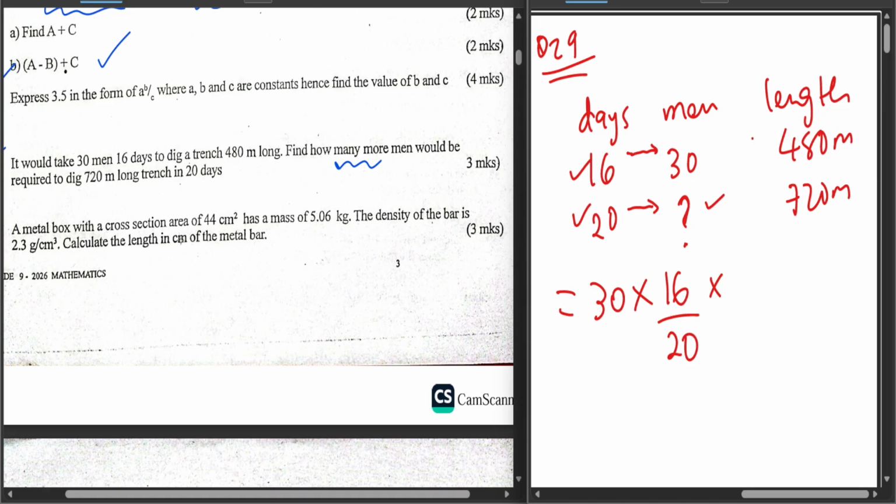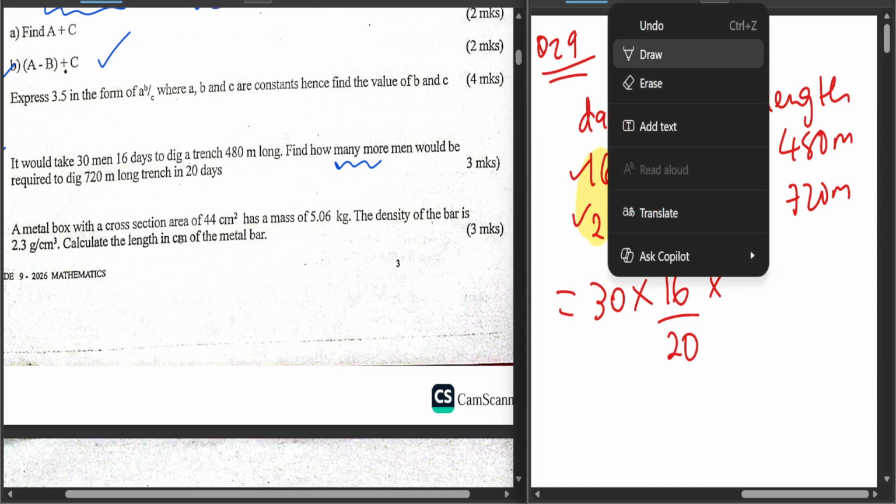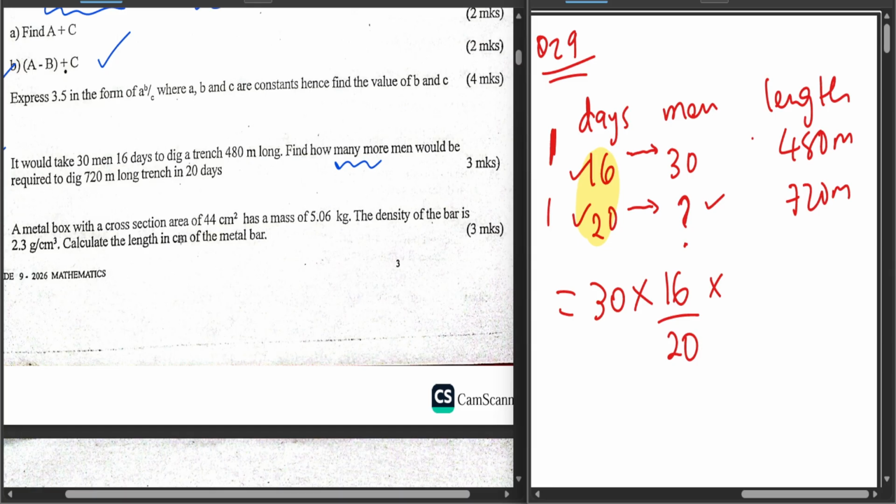The second step is when you highlight this one and assume there's just 1 day. Then you ask yourself, 30 men usually take 1 day to dig a 480 meter trench. How many more men will you require to dig a 720 meter trench? Will you require more men or fewer men? Because the trench is lengthier, you're going to require more men. Therefore between 720 and 480, which one is higher? 720 divided by 480.